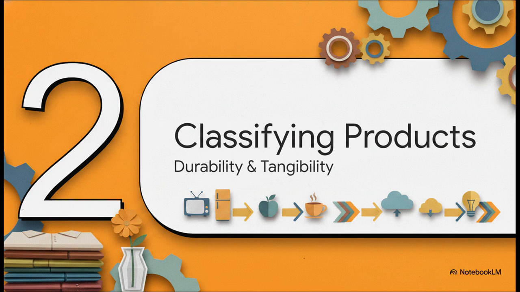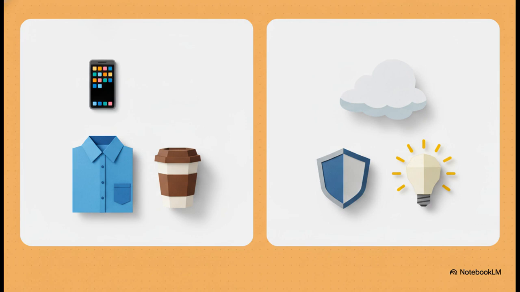Section 2. Classifying products based on durability and tangibility. Now that we've blown the definition of a product wide open, we need a reliable way to organize all these diverse offerings. We do this by looking at physical attributes and lifespans. Let's start with tangibility. On one side, we have tangible products. These are the physical items that you can actually touch, see, and measure before you even buy them. Think smartphones, clothing, or a dining room table.